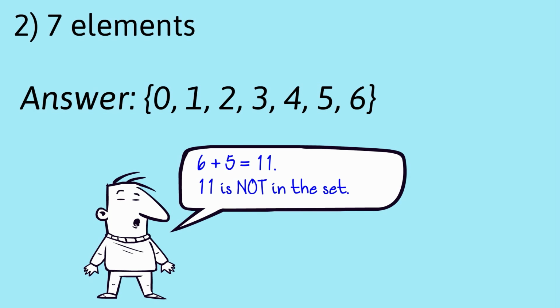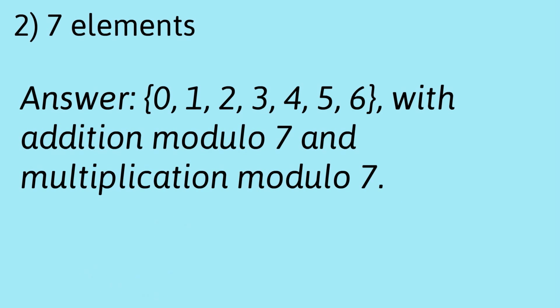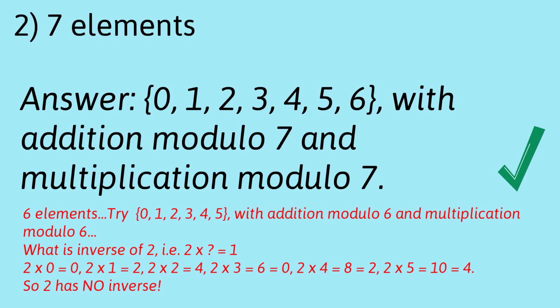For example 6 and 5. And so all we need to do is modify the operation. So we'll make it addition modulo 7 and multiplication modulo 7. And then we've done what we need to do here. It also gives us a quick insight into why you can't have 6 elements. One reason is that if you try to do this with 6 elements, then some of the elements, for example 2, doesn't have an inverse under multiplication, as you can see here.